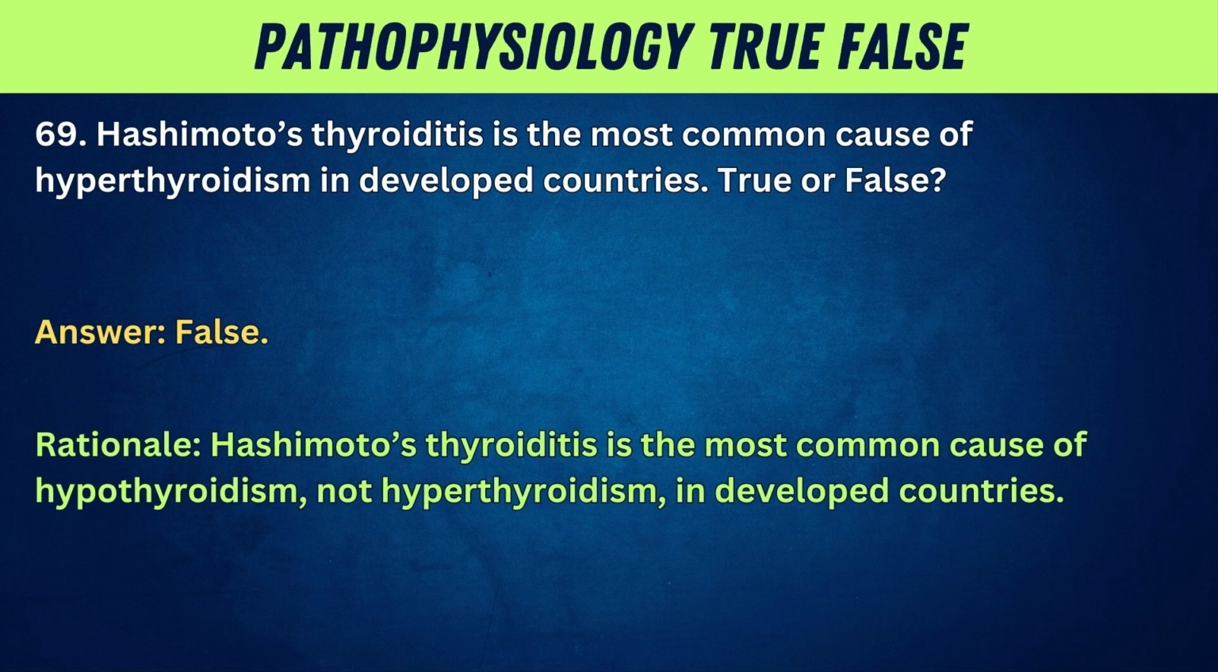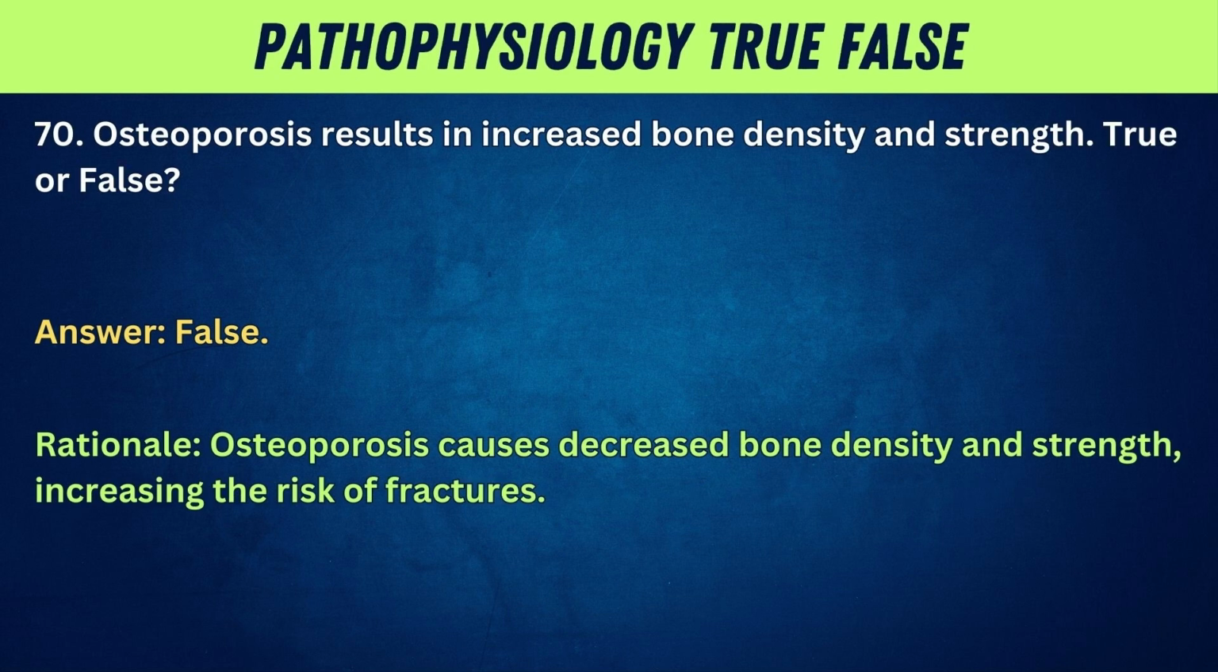countries. True or false? Answer: false. Rationale: Hashimoto's thyroiditis is the most common cause of hypothyroidism, not hyperthyroidism, in developed countries. 70. Osteoporosis results in increased bone density and strength.